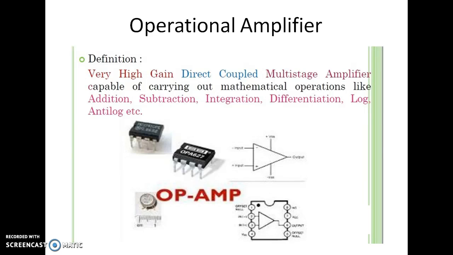So if you see the symbol for the op-amp, it is mentioned here. There is a negative terminal, positive terminal. The negative terminal we can call as an inverting input terminal, and positive terminal we can call as the non-inverting input terminal. We have the output voltage and plus Vsat and minus Vsat level for the op-amp. It is a very high gain direct coupled multi-stage amplifier which is capable of carrying out mathematical operations like addition, subtraction, integration, differentiation, log and anti-log.